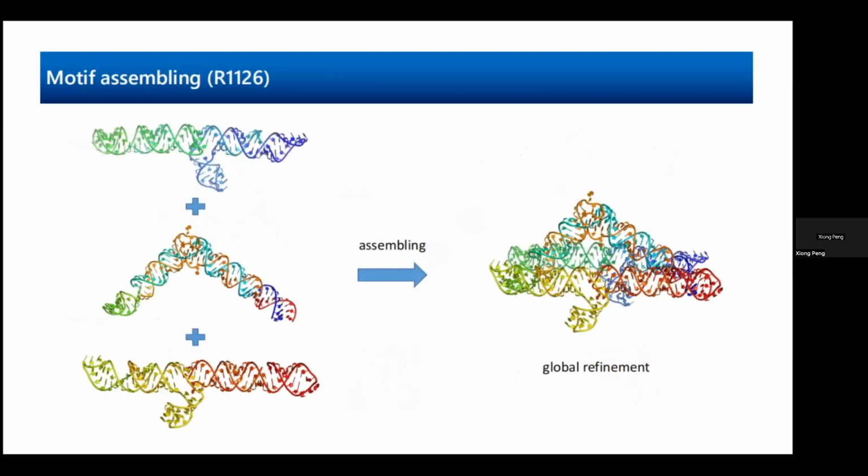And for the real case, for example, our CASP target 1126, we're using the strategy of motif assembly. First, we build models of different fragments or different motifs, and then we assemble them together and do a global refinement. Both the modeling of the fragments and the global refinement use our statistical force field, the BRiQ.